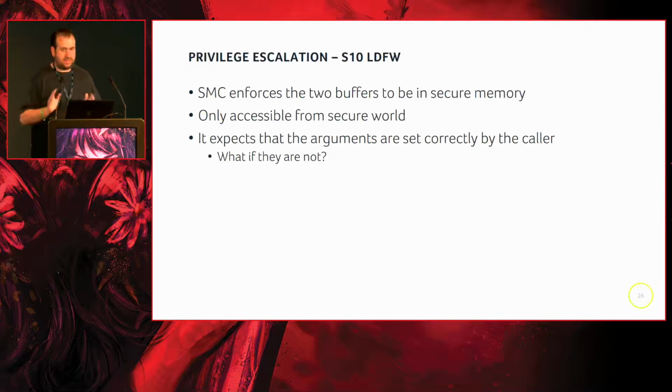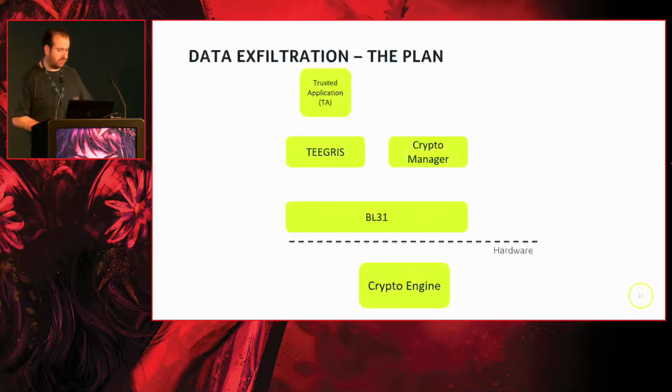And it sort of expects that these parameters are set correctly by the caller because it expects the kernel to set these parameters correctly. But what if instead a TA specifies a different value for these parameters and passes them through the TA interface? And this is actually our plan.